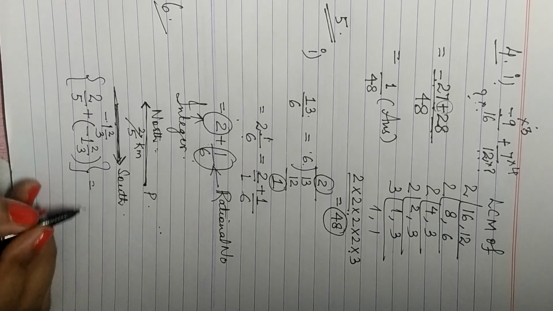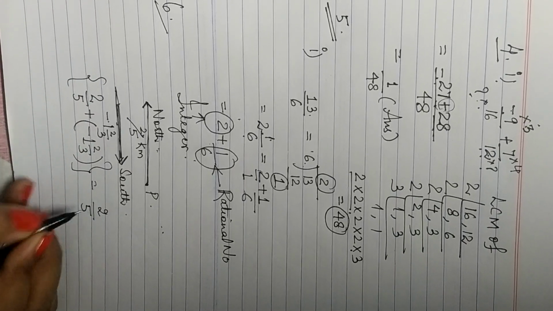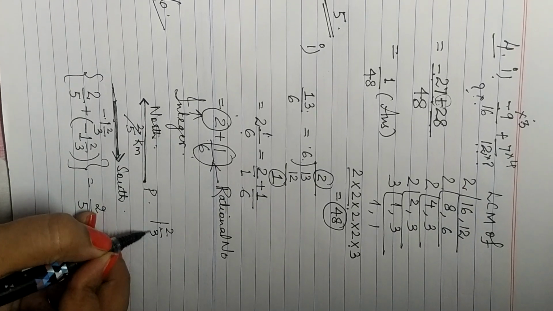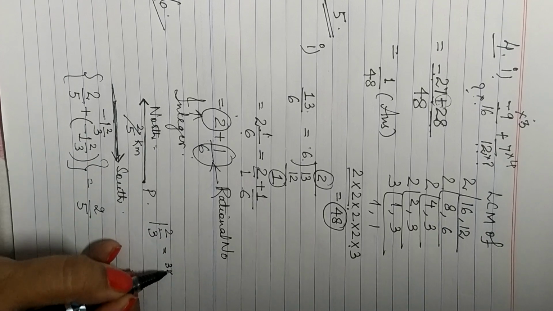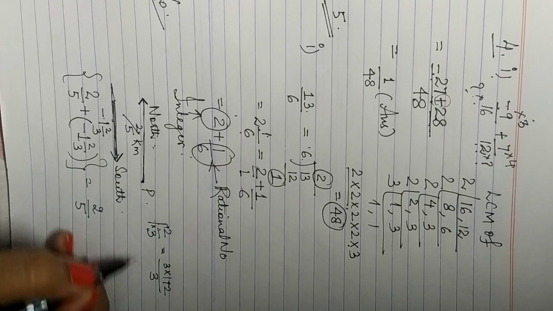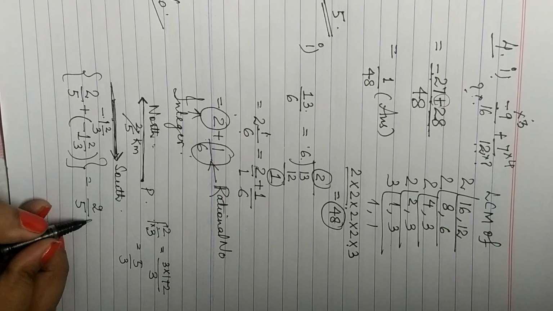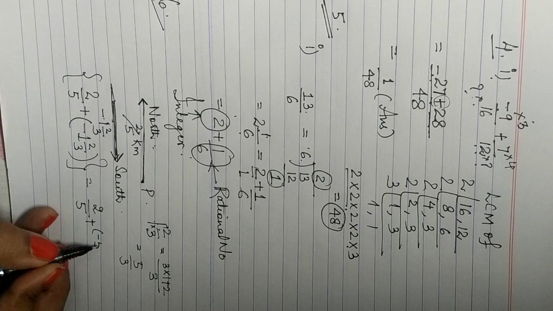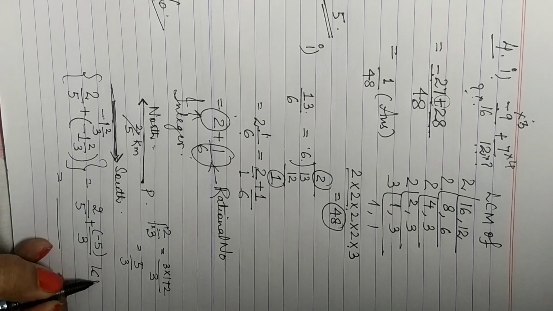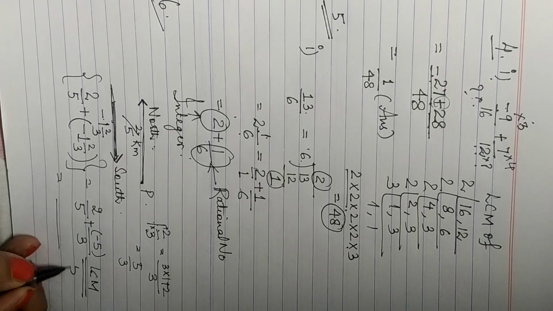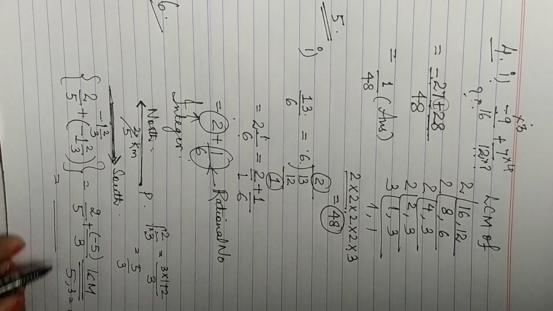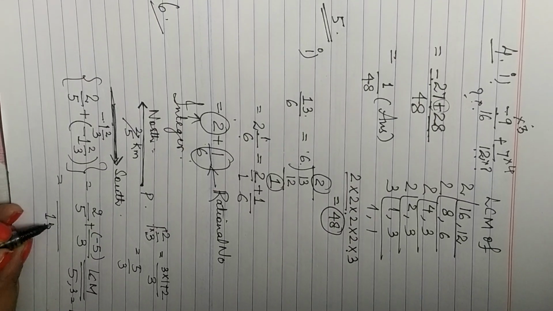Converting it into improper fraction, if you know how to convert, 2 by 3 can be written as 3 into 1 plus 2 upon 3. That is 5 upon 3. So, plus minus 5 upon 3. Now, the LCM of 5 and 3 is 15. LCM of 5 and 3 is 15. So, we will take it as 15.